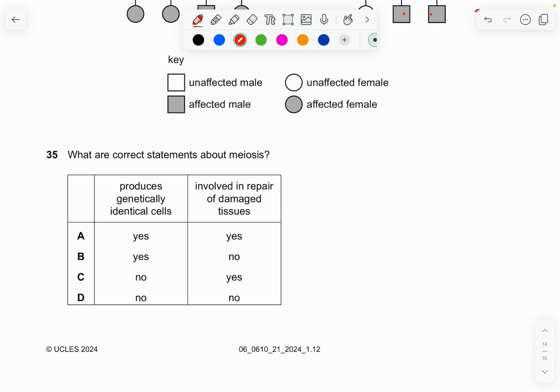So question 35. What are the correct statements about meiosis? So meiosis, they are from 2N to N. So they produce genetically identical cells? Nope. Okay, and they are involved in repair of damaged tissue. This is also not. So the answer for this is D.